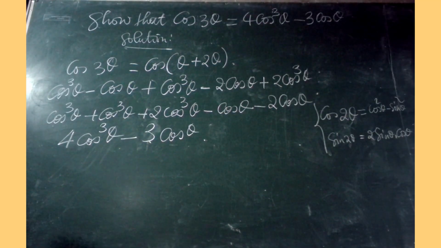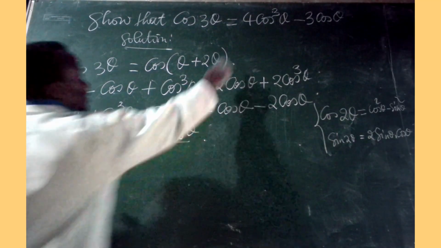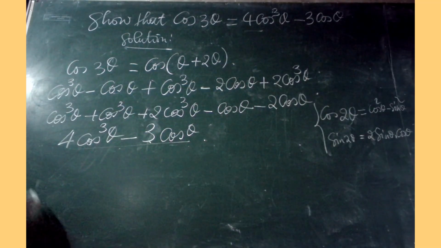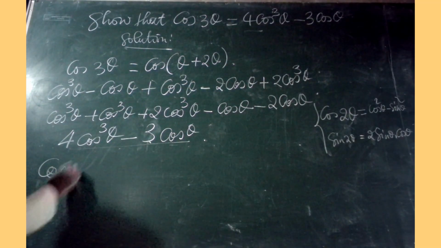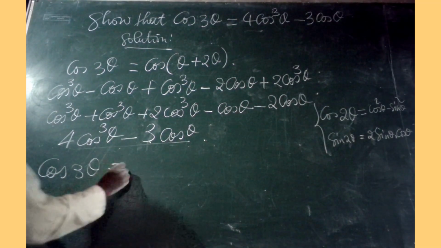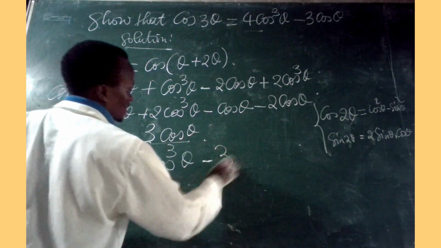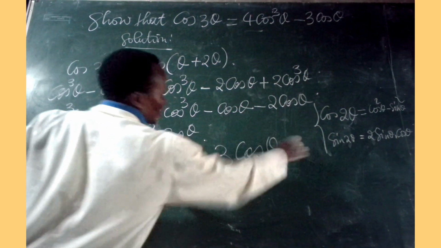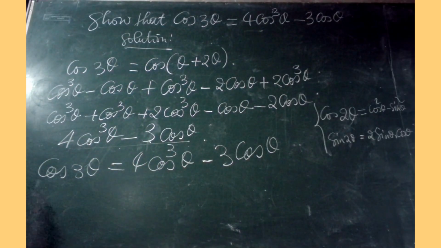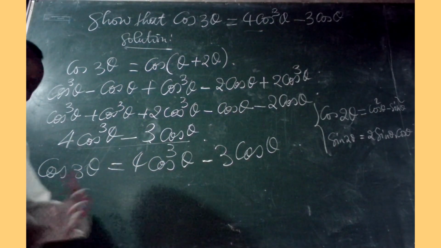Now, as you have seen, this one is similar to that one. It is how cosine of 3 theta is equal to 4 cosine power 3 theta minus 3 cosine theta. So this is how to prove this trigonometric ratio.